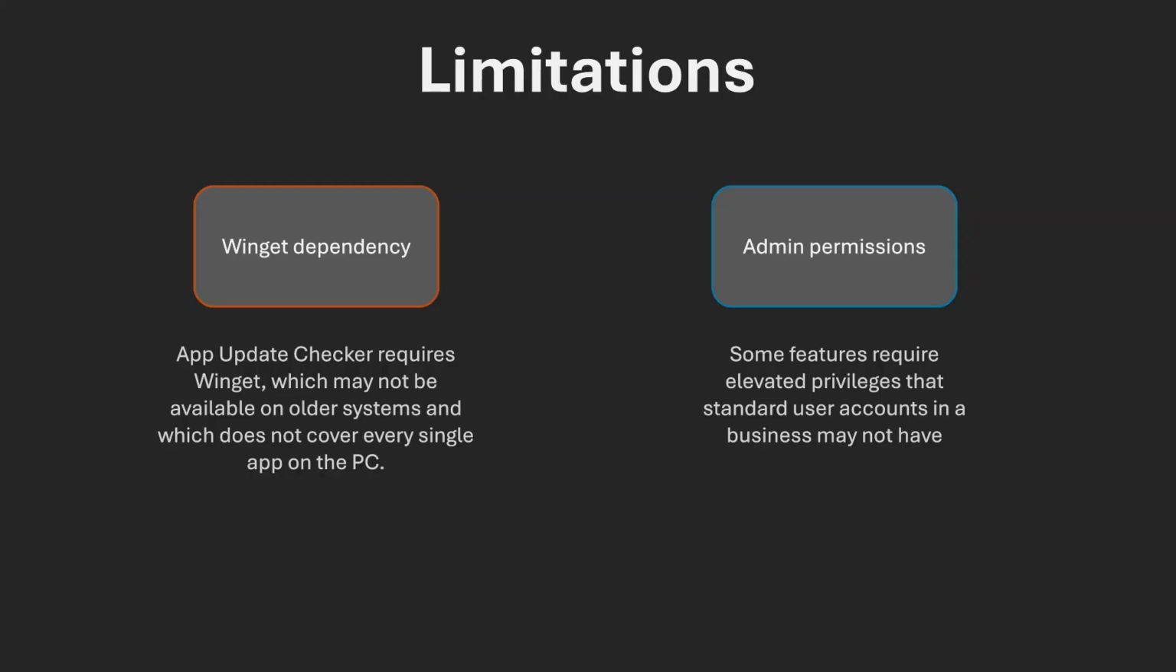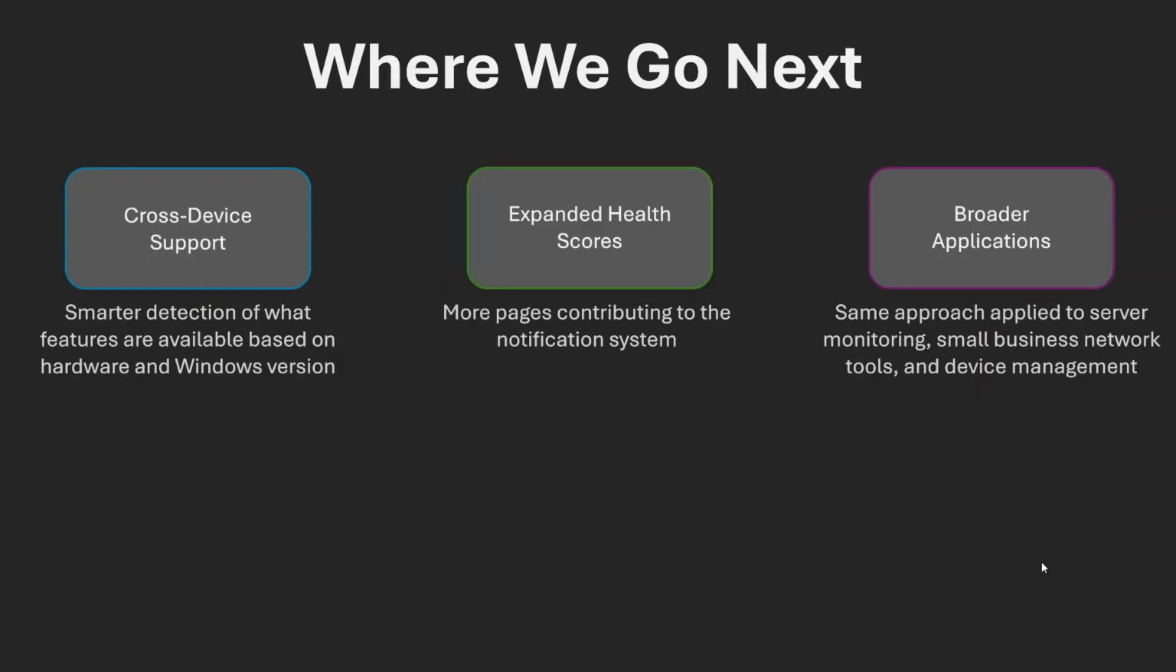The other limitation is that several features require elevated permissions, or admin access to function fully. Things like ending or viewing certain processes, reading some hardware data, or running some system file checks need privileges that a standard user account may not have. We handle this gracefully in the app, but it's a real constraint for users without admin rights on their own machine. Where would we take this next?